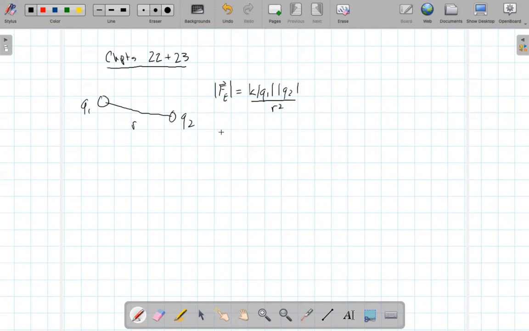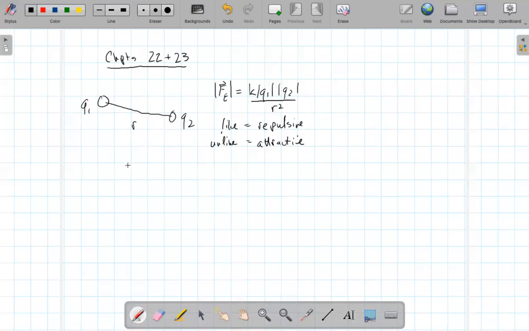Where again, if I have like charges, this represents a repulsive force. So two positive charges or two negative charges. And if we have unlike charges, this manifests itself as an attractive force, where the direction of the forces are aligned along the lines that connect these two guys together.